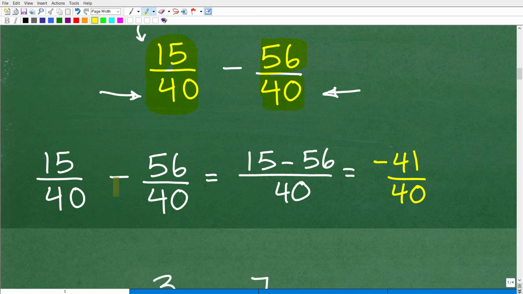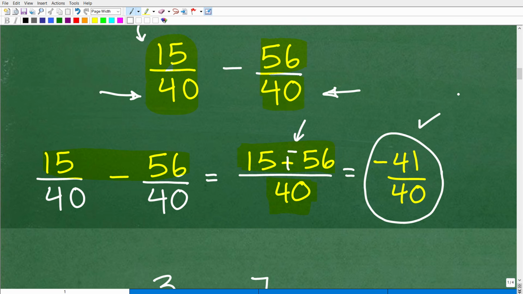All right, so 15 over 40 minus 56 over 40 is equal to, again, our denominators are in common, so we just take one denominator and subtract the respective numerators. That's going to be 15 minus 56. Again, you've got to be on high alert here. We're subtracting numbers, so this is the same thing as 15 plus negative 56. So when you do this math right here, you're going to end up with negative 41 over 40, and that is as much as we can simplify. So there you go. That is the answer.